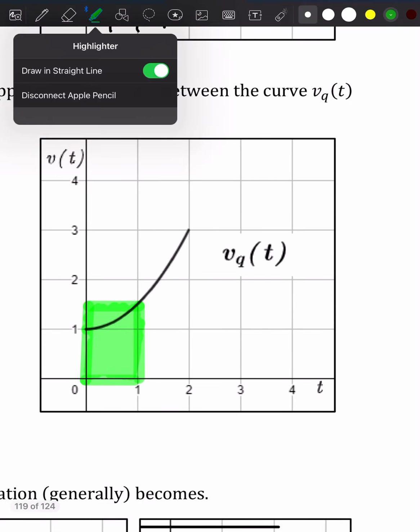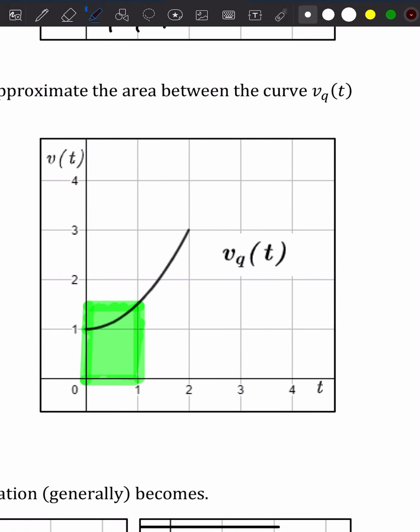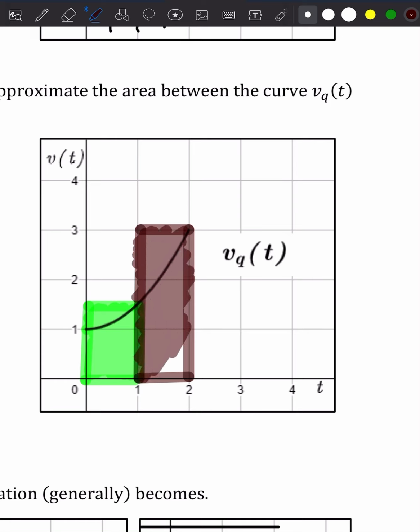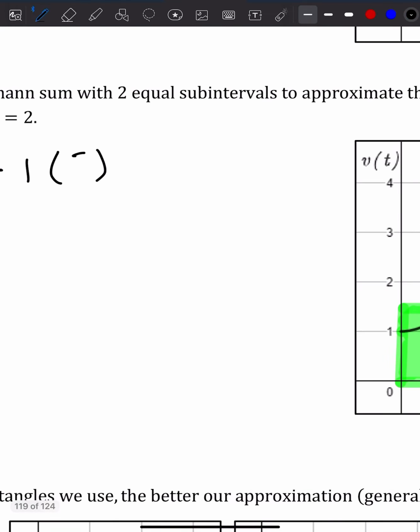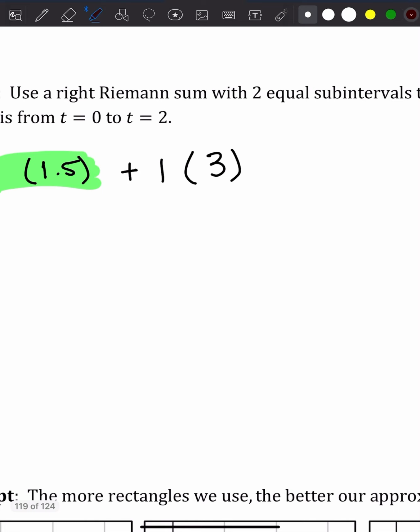Okay, our second rectangle we're going to use, we have the points 1 to 2. 2 is more to the right than 1 is, so we're going to use this y value at 2. And we're going to use that for our full interval here. Unlike the other one, this one's a little bit more of an overestimation than our first rectangle, but that's okay. So we have a base of 1 still, and we have a height of 3. So height of 3 is going to be what we plug in here for that second rectangle.